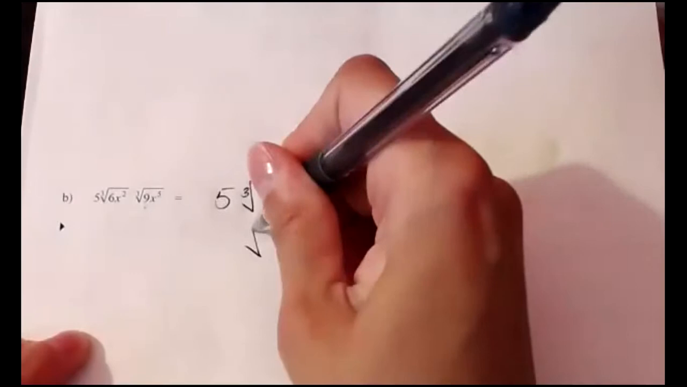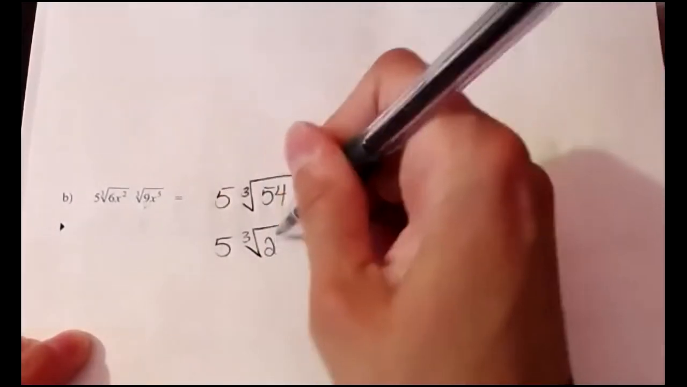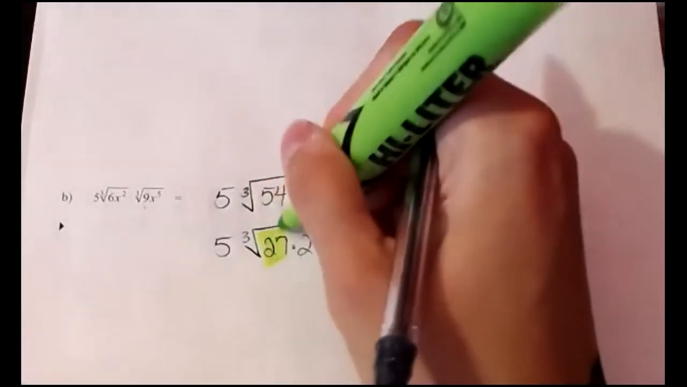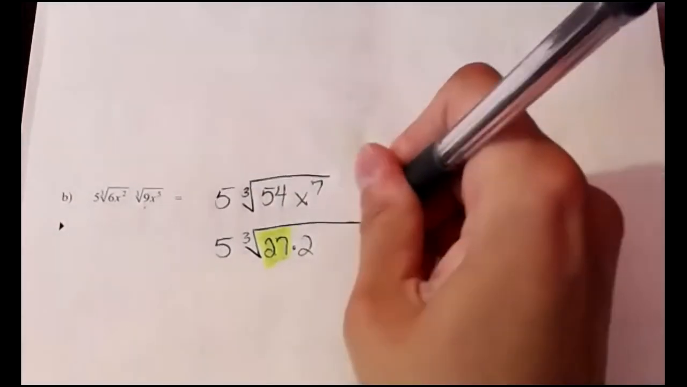Once we put those together, now let's look at each base. We've seen 54 before. We know that 27 times 2 gives us 54. So I'm just going to rewrite this. Don't forget there's a 5 there. So we have 27 times 2. That's what gives us 54. And 27 is that perfect cube. What does x to the 7th break down into?